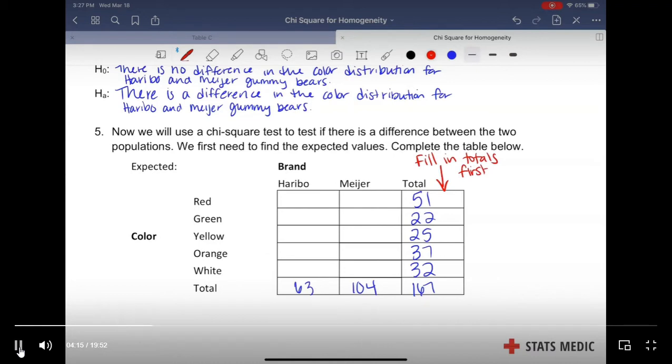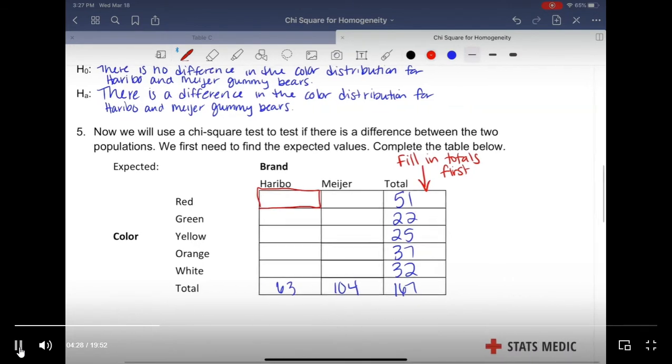So I filled in all of my totals, and now I'm trying to figure out, okay, how many red Haribo gummy bears should there have been? Well, what you want to do is think proportionally.